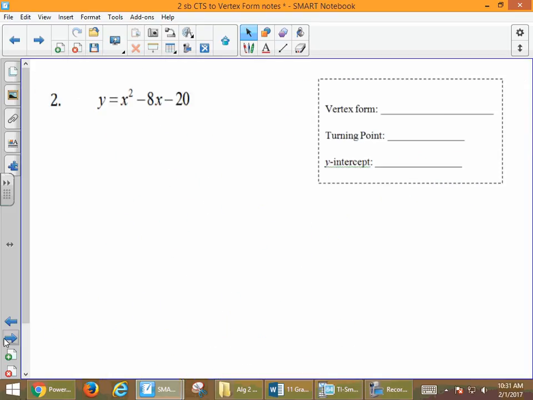So we're going to do one more problem, and I think you guys, your eyes might be rolling in the back of your head because you're really good at this, and you guys know how to complete the square. But we're going to just do one more problem just to work on it, and then we'll have some practice.